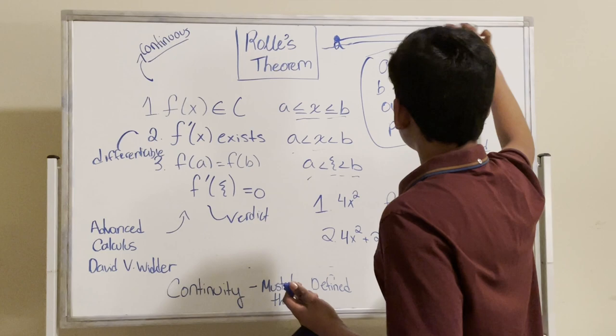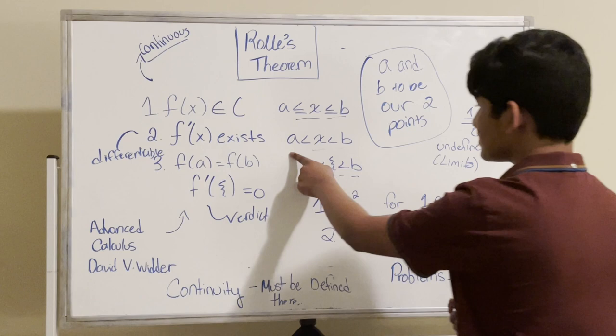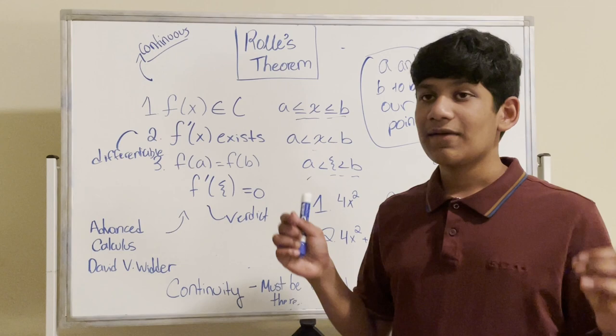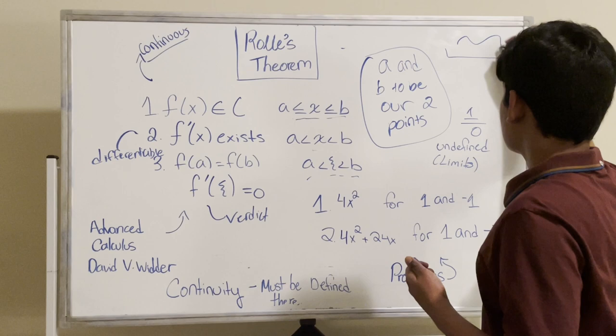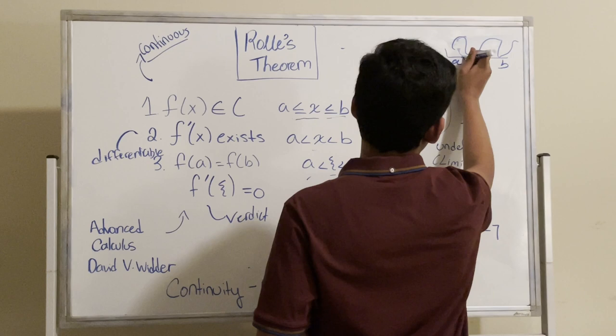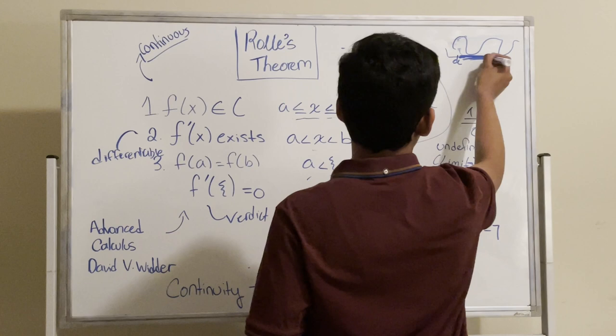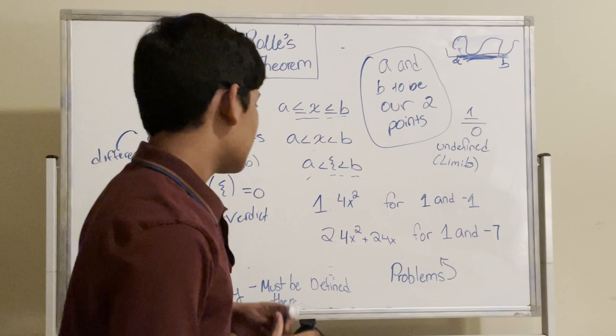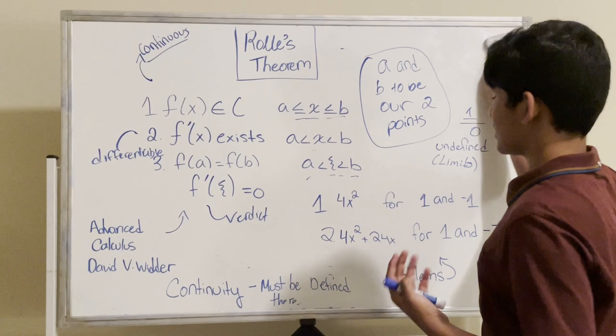And same over here: F prime of X exists. So A is less than or equal to X, which is then less than or equal to B. Now, X isn't a specific set value. It's just saying that A has to be less than B, and B has to be greater than A. So let's say we have a function like this, and it's continuous like that. Then if we have A and B, it must be differentiable from here. But if it has the equal signs, then obviously it can include the endpoints. So X is just saying the range of values. X is not a specific set value. It's just a range of values between A and B. That's what it's saying, so kind of like an arbitrary variable.